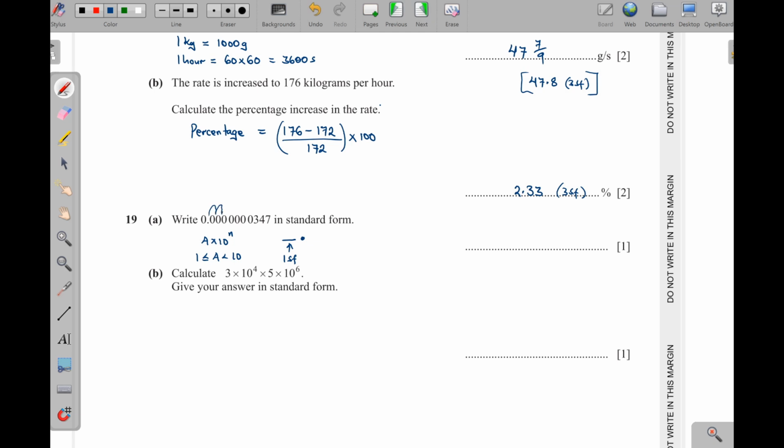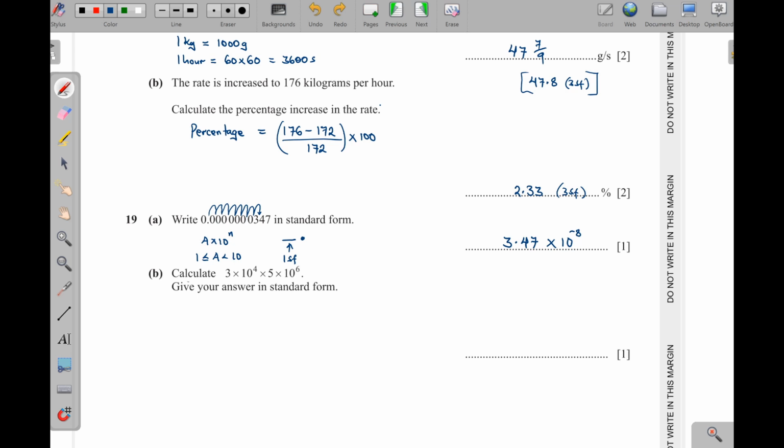So we move. This is 1, 2, 3, 4, 5, 6, 7, 8. So I will have 3.47 times 10 to the power 8, because I've moved 8 places to the right. But this one has to be a minus because you moved the decimal point from the left side. Are we there? Okay.